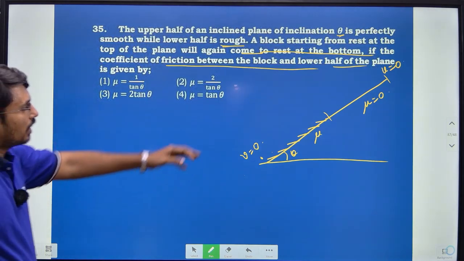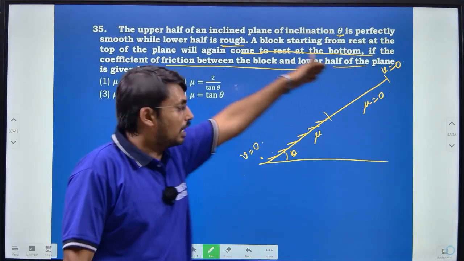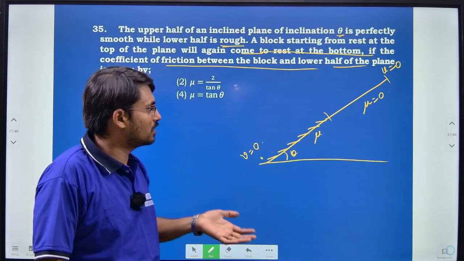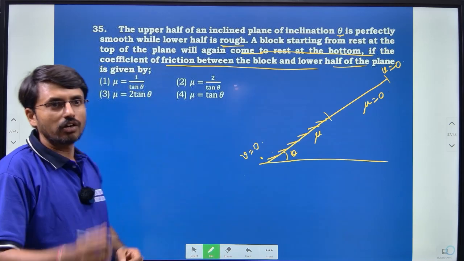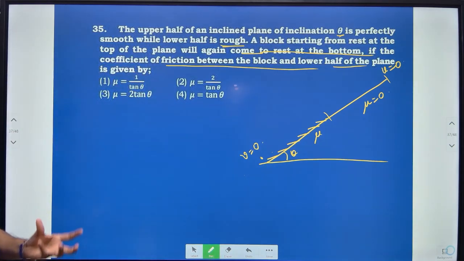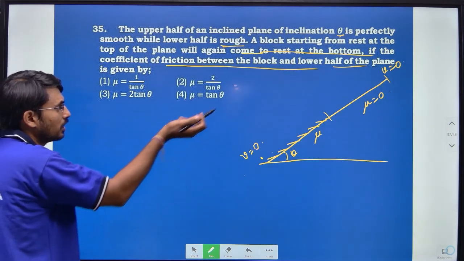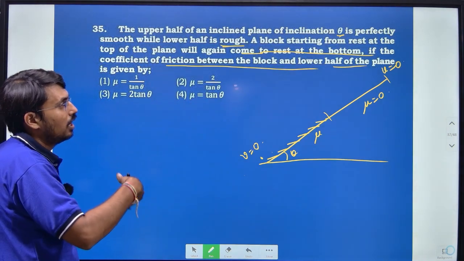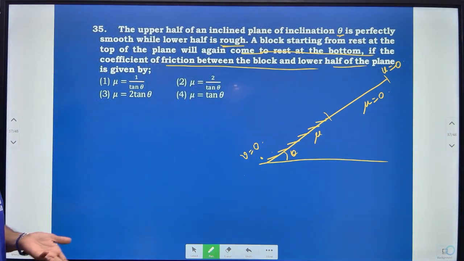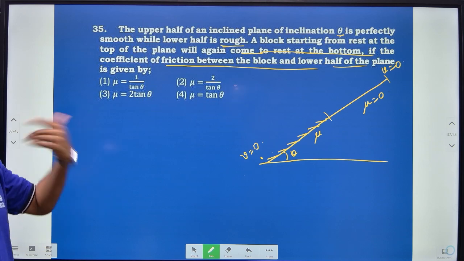Here the initial velocity is 0 and the final velocity is also 0. As a result, which theorem will be very useful to calculate this? If you look at the change in velocity, there is no change in the velocity, and as a result there is no change in the kinetic energy.